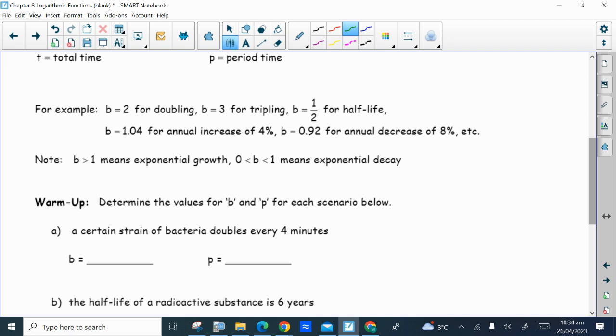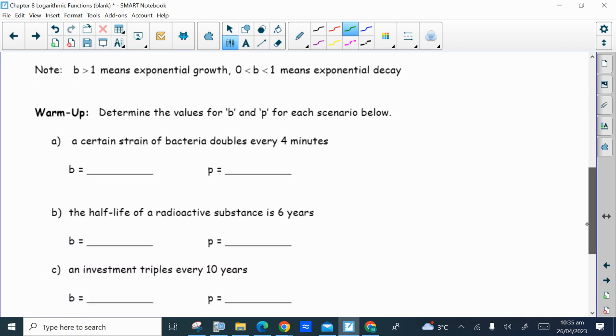Like we've seen on the previous examples, B would be 1.04 for an annual increase of 4%. You got 100% plus 4% more. If you have a decrease of 8%, that means B is 0.92. You're losing 8%, which means you're maintaining 92%. And you change that to a decimal.